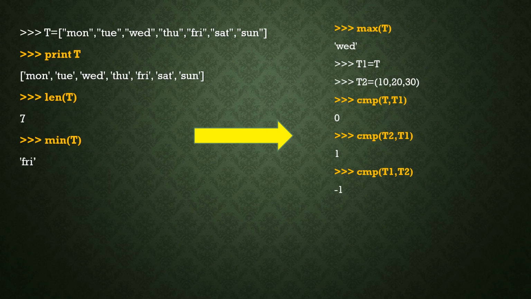And comparison T2, T1, actually T2 is not listed. Okay, let it be there. So comparison means it will give the ASCII difference between those two things.